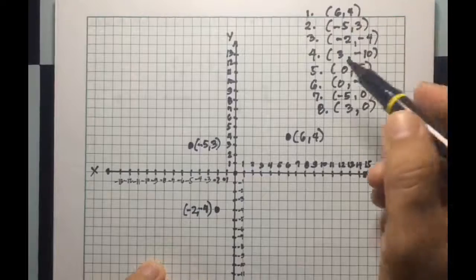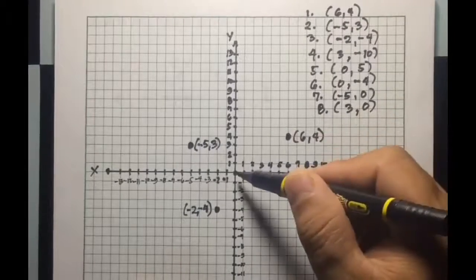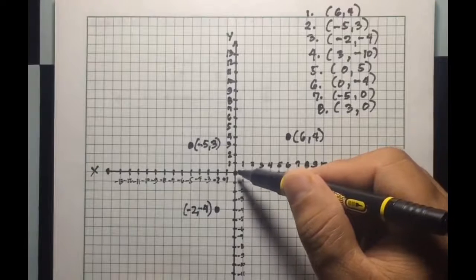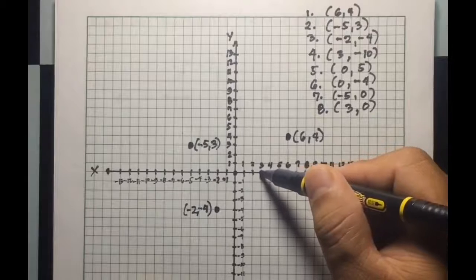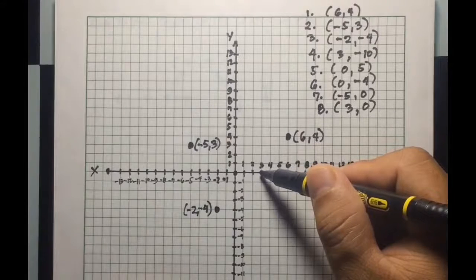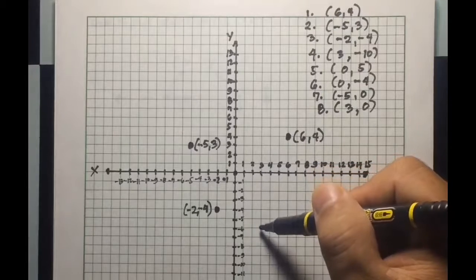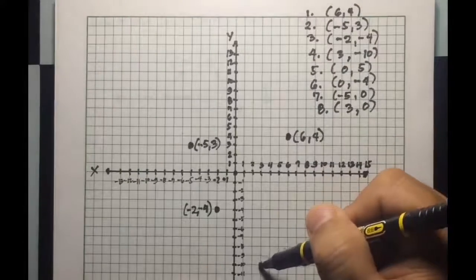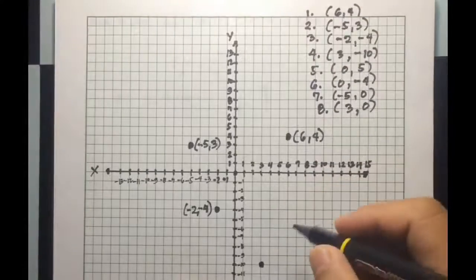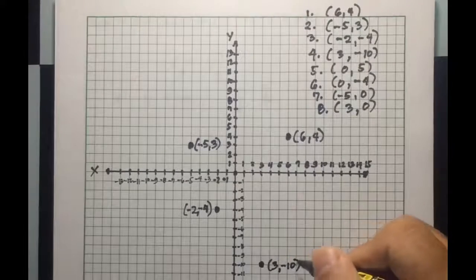Then for number 4, this is 3, negative 10. x is positive, so we're going to move starting from 0, 3 units towards the right: 1, 2, 3. Then y is negative 10, so you're going to move downward 10 units: 1, 2, 3, 4, 5, 6, 7, 8, 9, 10 in here. So this is 3, negative 10.